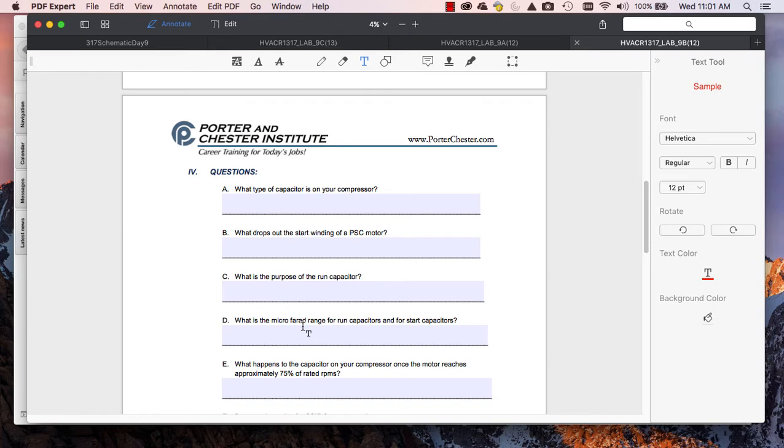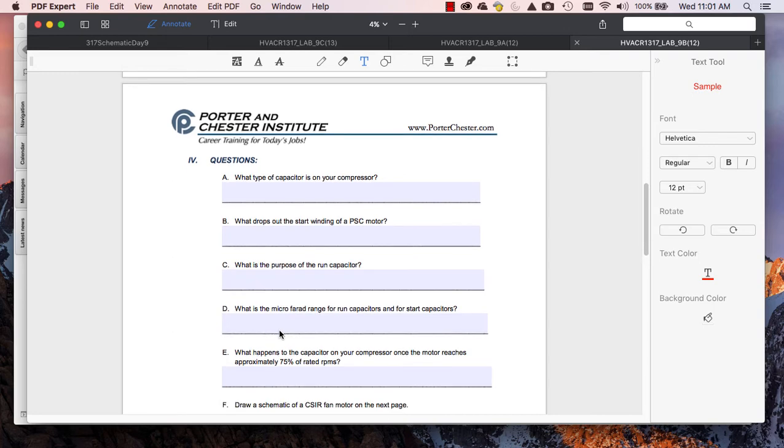of the motor. The microfarad range for run capacitors and start capacitors, 5 to 60 is your run capacitor, and 60 on up is your start capacitor. Remember, run capacitors most often have a metal case. Start capacitors have a plastic case.